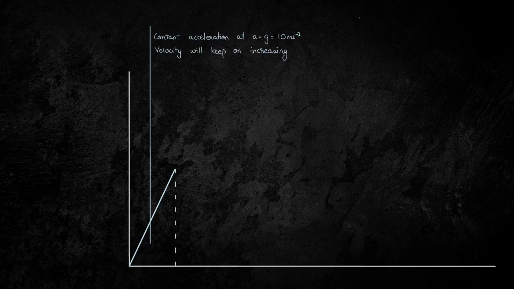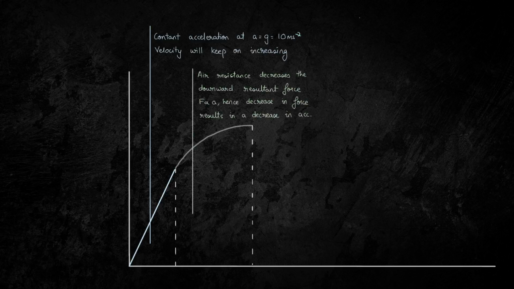As the parachutist falls, the parachutist gains speed. An increasing speed results in an increase in air resistance, and an increase in air resistance decreases the total resultant force on the parachutist. A decrease in the resultant force results in a decrease in acceleration because acceleration is directly proportional to force. We can observe that on the velocity time graph as a decrease in gradient. A decrease in gradient of the velocity time graph means that the acceleration is also decreasing.